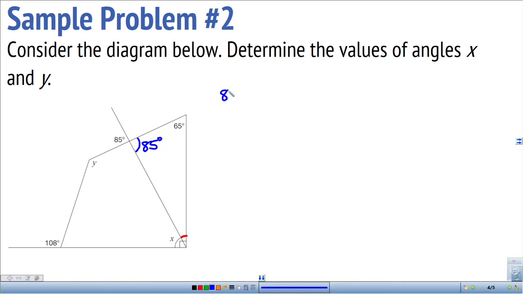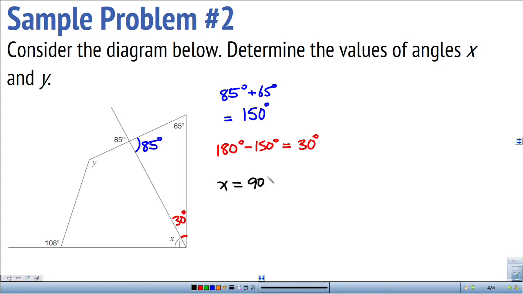So 85 plus 65 is equal to 150 degrees. So this red angle here is just going to be 180 degrees minus 150 degrees. So that angle here is 30 degrees. Now that will help me to find what angle x is. Okay? X is equal to 90 degrees minus that 30 degrees. So x is 60 degrees.